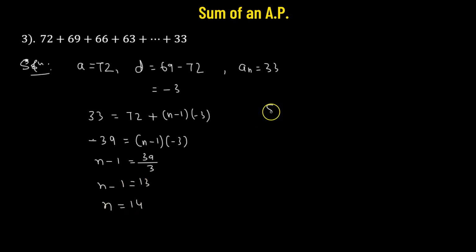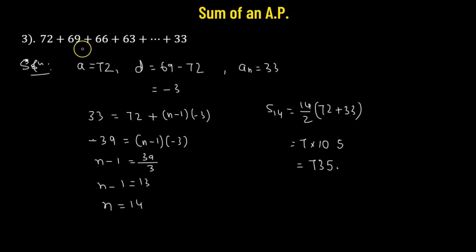14. So now that we have the number of terms, S14 will be equal to 14 divided by 2 multiplied by 72 plus 33. 14 divided by 2, so this is going to be 7 multiplied by 72 plus 33, so we have 105. So this is going to give us the value 735. So this is going to be the sum of the given arithmetic progression.